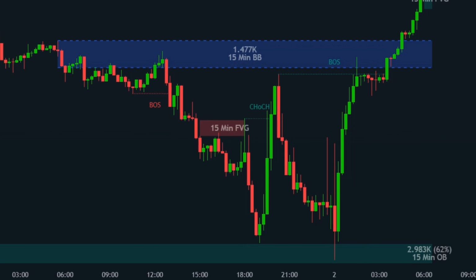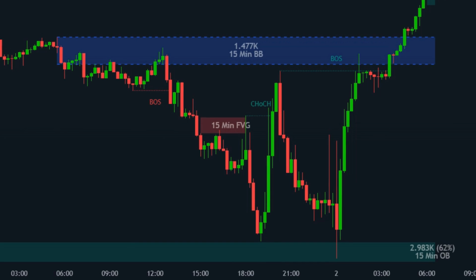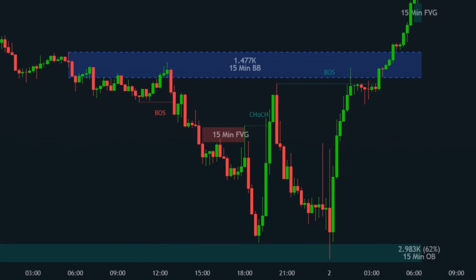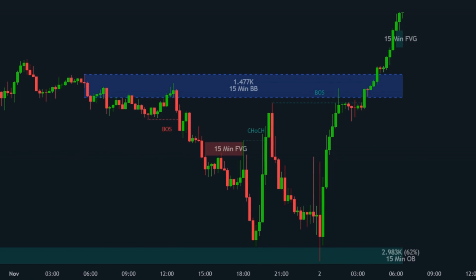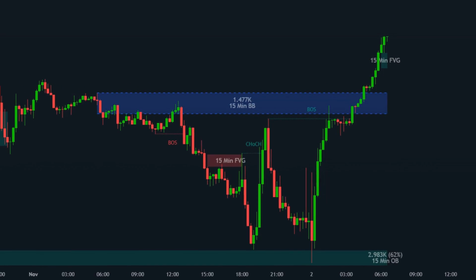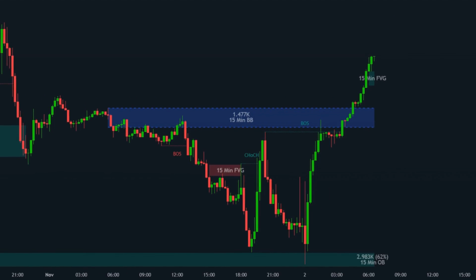Pretty cool, right? And guess what? The toolkit shows you the volume within these breaker blocks, so you can gauge their strength and filter out weaker signals. This is similar to how it works with fair value gaps and order blocks. Plus, just like everything else, breaker blocks work on multiple time frames.